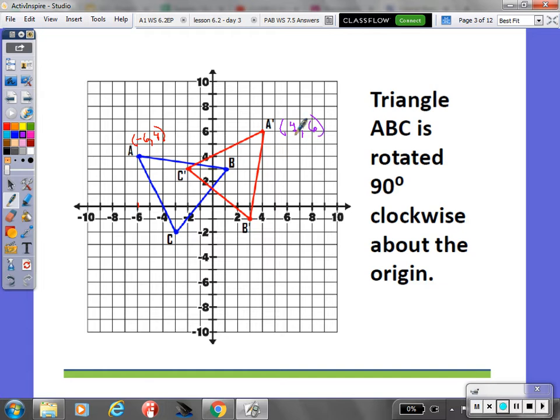It stays the same value. It didn't change at all. It just flip-flopped the order. -6 was the x, and now +6 becomes the y. Think about in quadrant 2, all of your ordered pairs are negative and then positive. In quadrant 1, they're both positive.